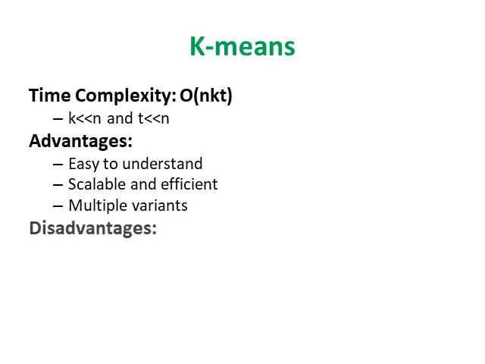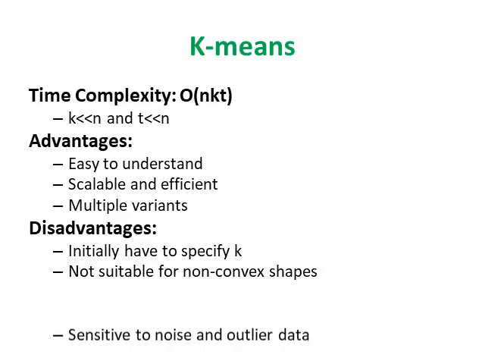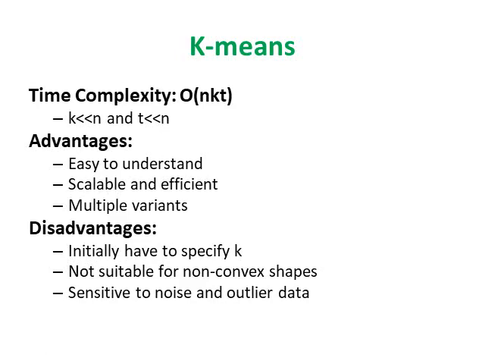Coming to disadvantages, in the k-means algorithm, the user has to specify the number of clusters initially. The k-means method is not suitable for discovering clusters of non-convex shapes like S and oval shapes and clusters of very different sizes. It is suitable for spherical shape of data. It is sensitive to noise and outlier data points because a small number of such data can influence the mean value.